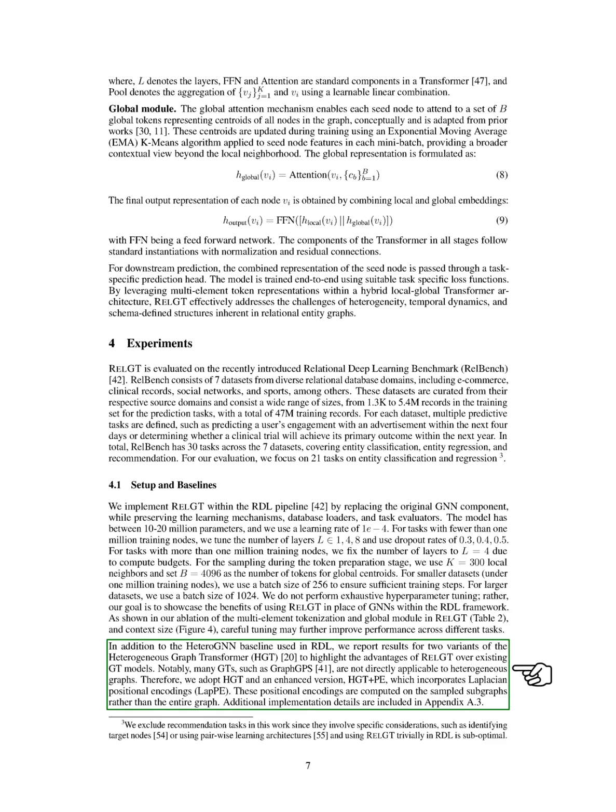We also compare our results with a hetero GNN baseline and 2 variants of the heterogeneous graph transformer to highlight the benefits of RELGT. Notably, many graph transformers are not suitable for heterogeneous graphs, which is why we use HGT in an enhanced version that includes Laplacian positional encodings computed on sampled subgraphs. Additional implementation details can be found in the appendix.